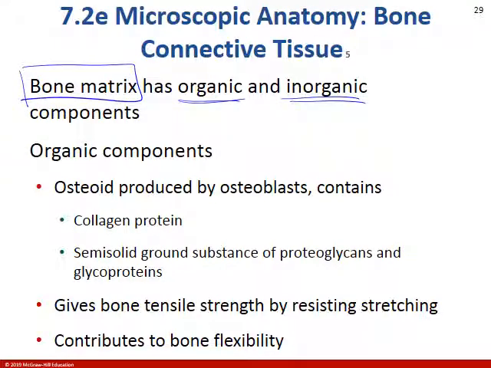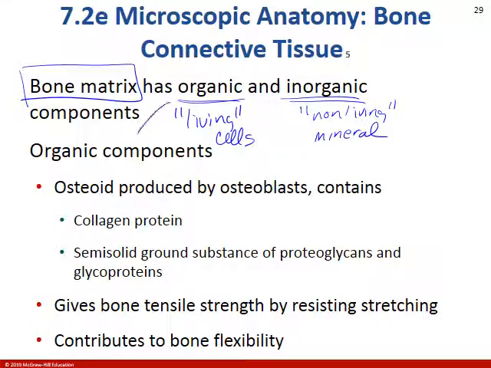So bone is made up of both organic, which I think of as living, and I think of the cells that we talked about, those osteoprogenitor, right, osteoblasts. For the inorganic part, I think of non-living, and I'm usually thinking of some sort of mineral or metal, right? So let's focus on the organic first, and then we'll look at inorganic in the next couple of slides.